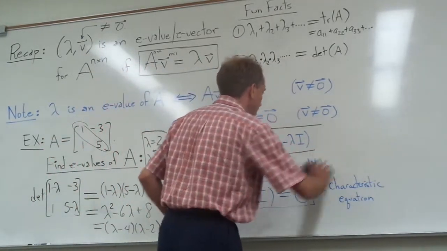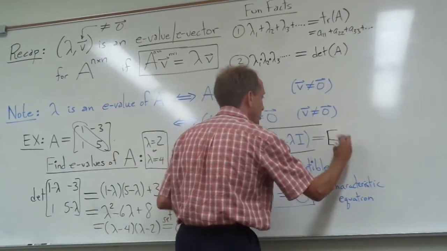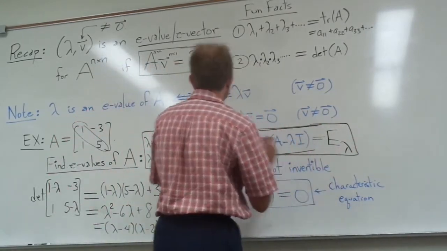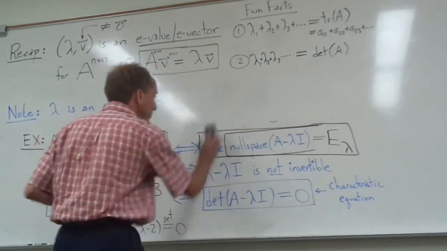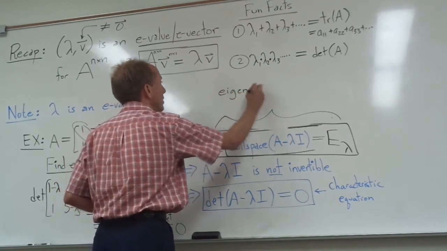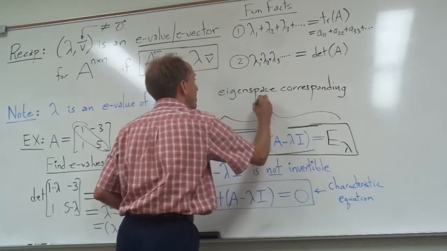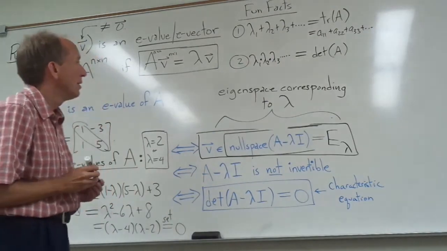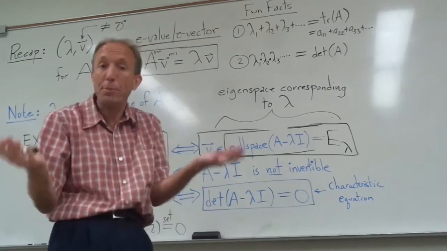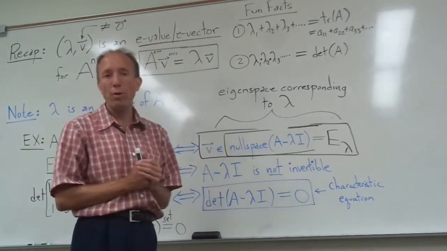By the way, this null space right here, you're going to have to do it for each lambda, basically. This is called an eigenspace. So let me just emphasize that right here. The null space of A minus lambda I is called the eigenspace corresponding to lambda. Okay? And because it's a null space, it has a dimension and a basis. It's a subspace, right? It's a subspace of Rn. And there's going to be a basis and a dimension for that null space.